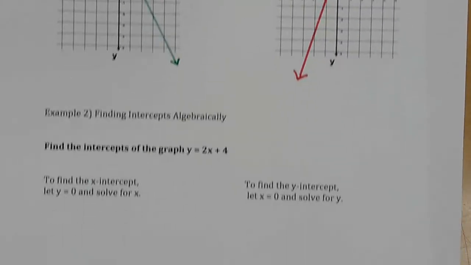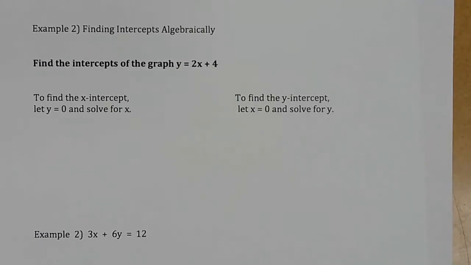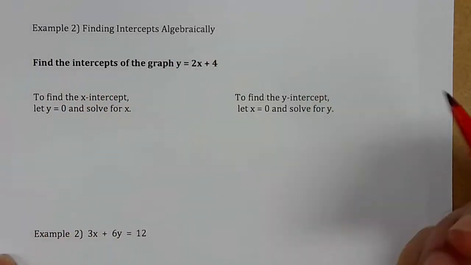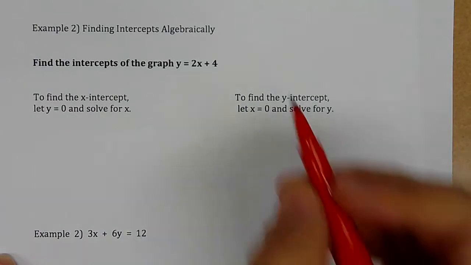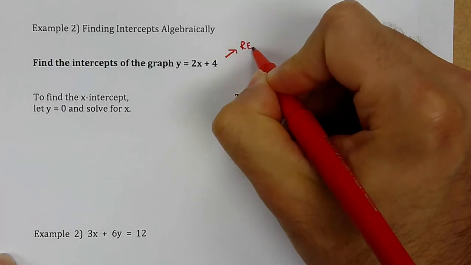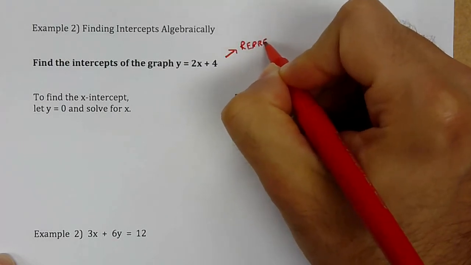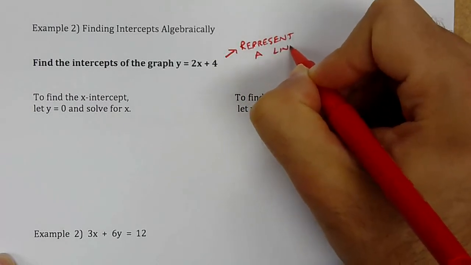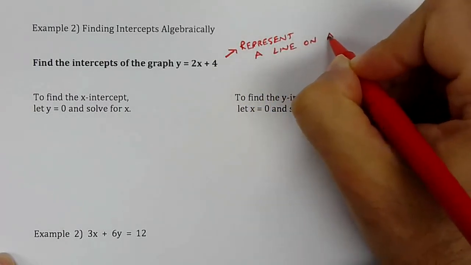Next, we're going to find intercepts algebraically. So we're going to do it without the graph. We want to keep in mind that it says find the intercepts of the graph of y equals 2x plus 4. So it's important to remember that this represents a line on a graph.